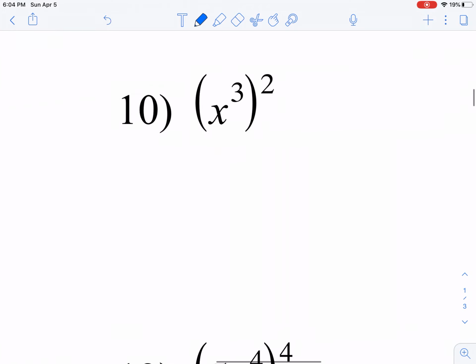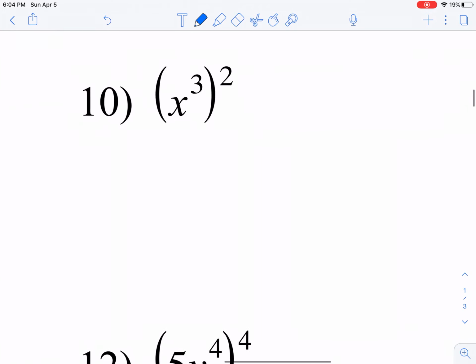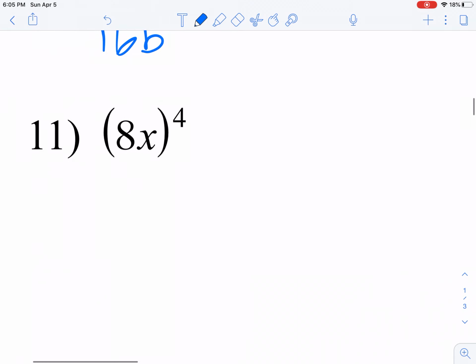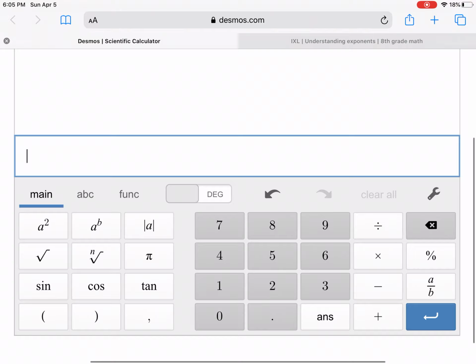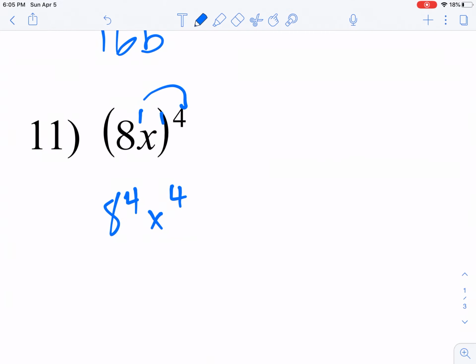For a problem like number 10, this time there's no number there, and so all you got to do is take the 2 and times it by the 3, so you get x to the 6th. Number 11, again, there's no number, so we're going to have 1 there and 1 there. 4 times 1 is going to give us 8 to the 4th, and then 4 times 1 again is going to give us x to the 4th. Again, you can use your calculator. You can go 8 to the 4th. You're going to find 4,096. And you get x to the 4th just comes down with it.